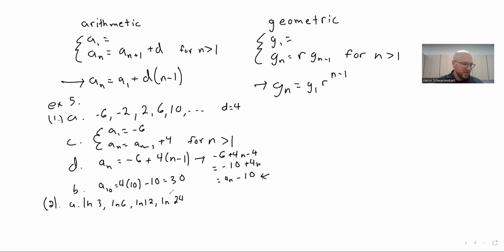And so my common difference is, to find a common difference, I can just take them and subtract. There's a little trick here, though. With this minus, the laws of logs say that's division. My common difference is ln2.